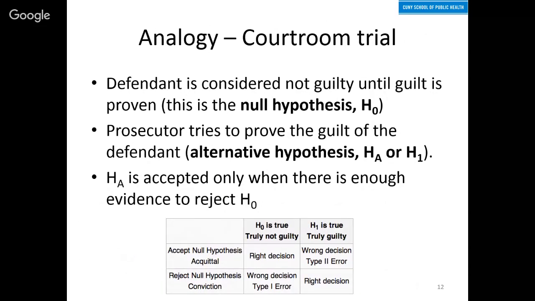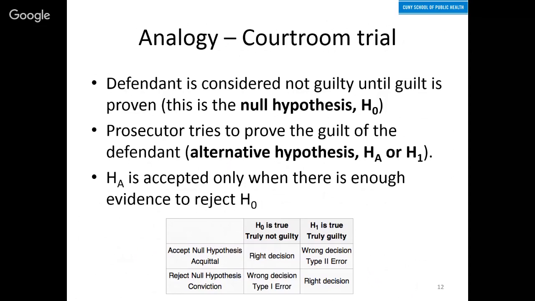Another nice analogy is the courtroom trial, which is good for its discussion of evidence. The analogy is that we have a defendant who is accused of a crime, but they are innocent until proven guilty. So in the absence of any evidence, we assume that they are innocent, and that is our null hypothesis. What in the absence of any countervailing evidence, we will assume to be true. That's what the null hypothesis is.